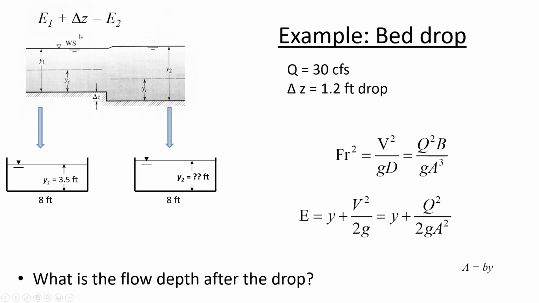All right, so here, let's assume that we have an 8-foot wide channel, and at 1, the depth of flow is 3.5 feet. The water's flowing along, and then it goes down through this step. The step is a 1.2-foot drop. So that means there's going to be more energy at 2. What we want to do is find out what Y2 is, the unknown depth at the downstream location after the drop. Okay, so let's go through these steps together.